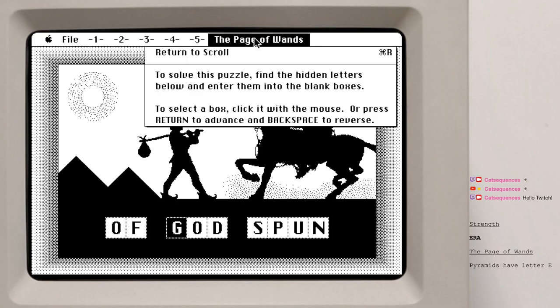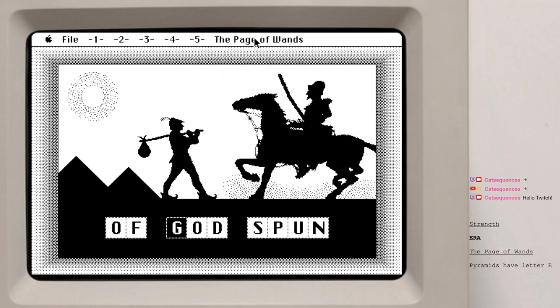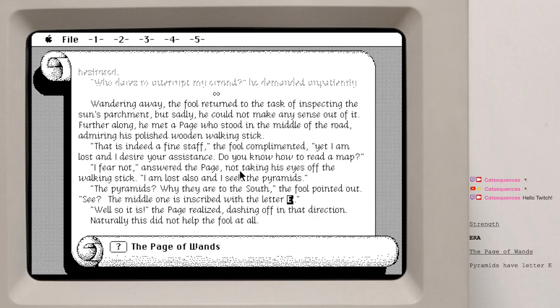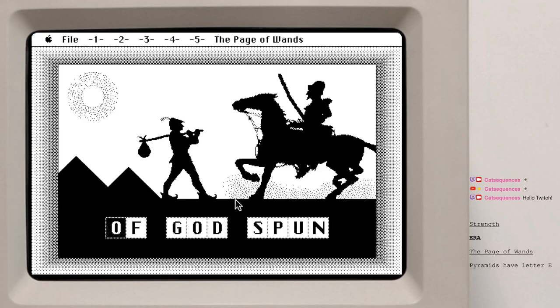Do I get any more clue than that? So we've got pyramids, we've got, presumably this is the Page of Wands? Return to the scroll there. I'm not quite sure what this puzzle requires of us. I just remembered what I put in.